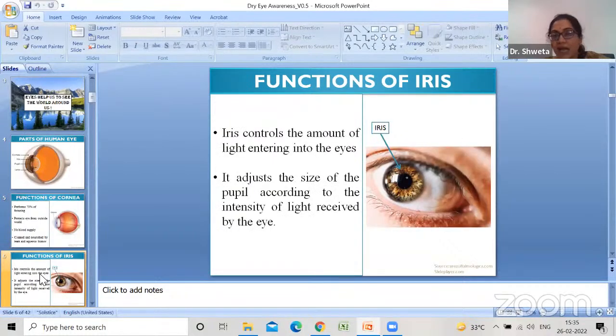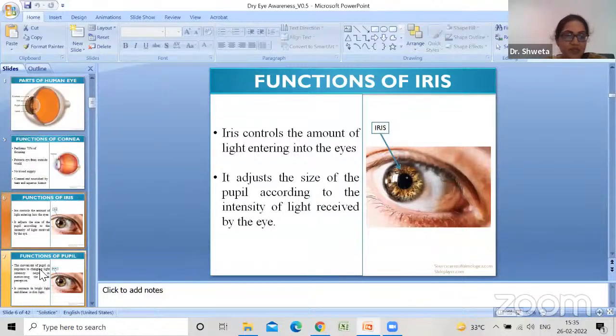Next, coming to the iris, which is the brown structure behind the cornea, which gives the color of the eye. So if our iris is brown in color, we will be brown-eyed. If this iris is lighter in color, bluish, then we will be blue-eyed, and similarly. So iris and the pupil together control the amount of light entering the eye at any given point of time.